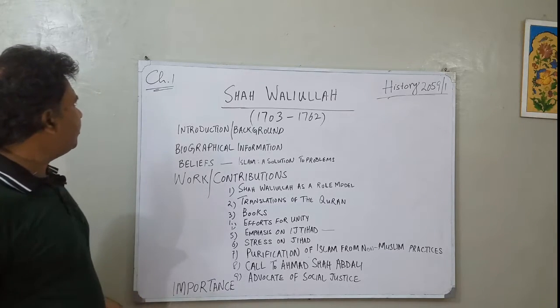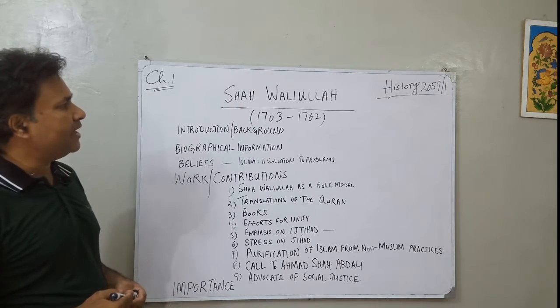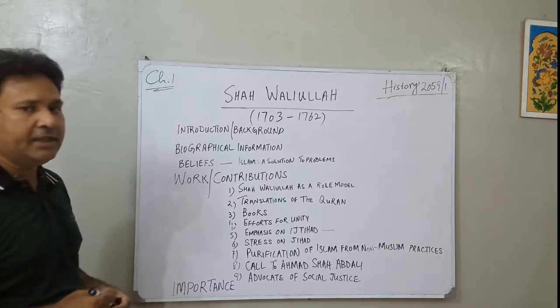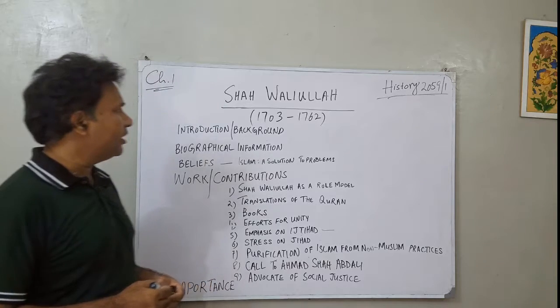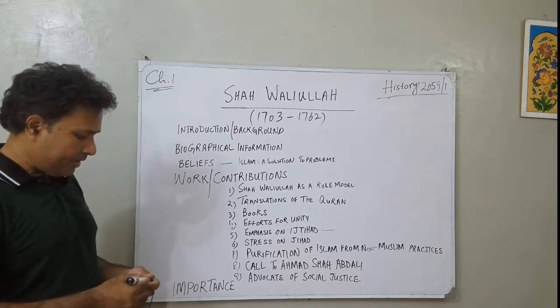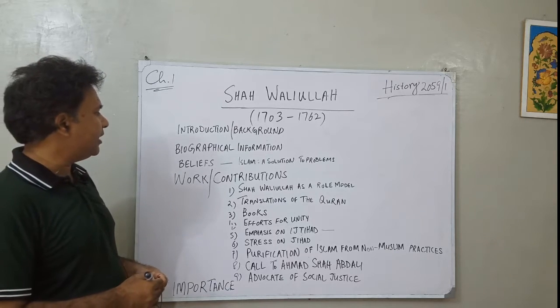Alright, so we are going to start chapter 1, History 2059 over 1, IGCSE O level. This chapter is about the study of three religious reformers, Shah Waliullah, Sayyid Ahmad Brelvi and Haji Shariatullah. We would one by one study each of these three personalities.